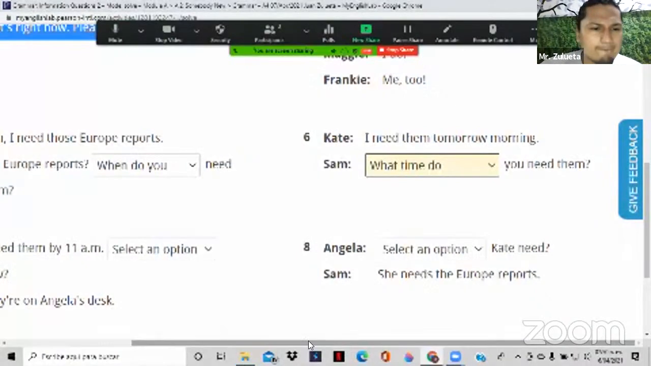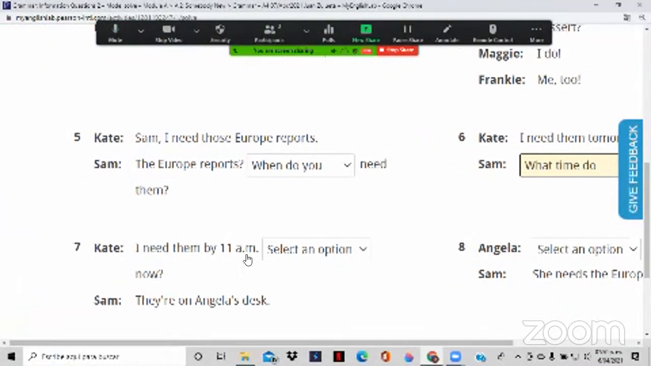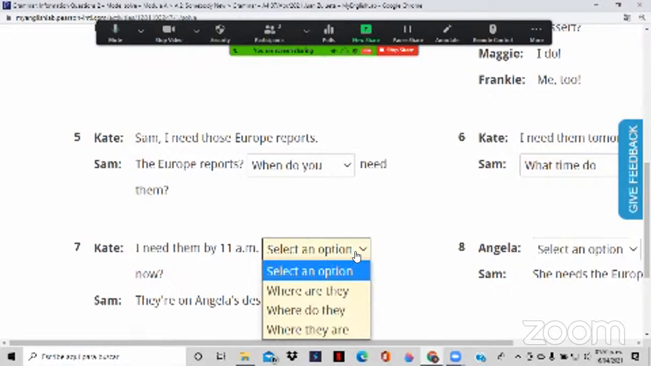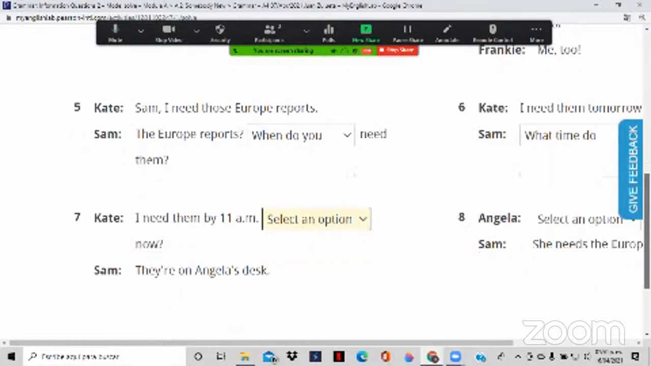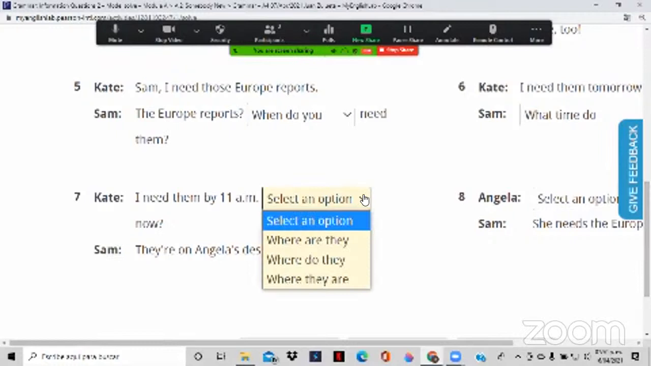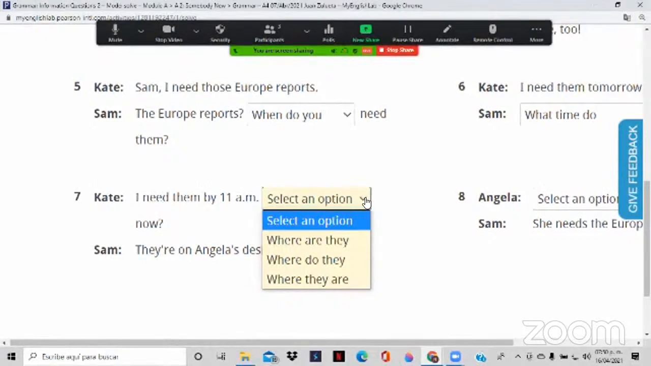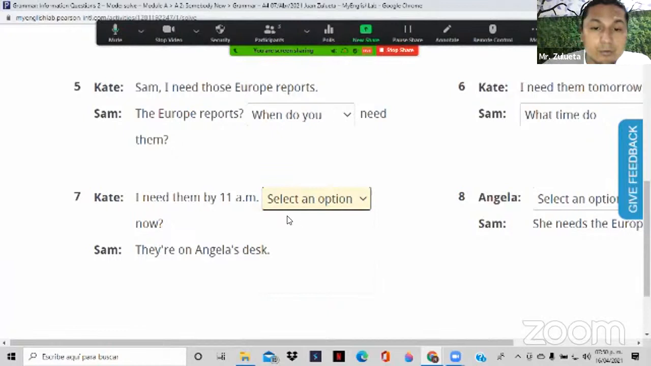Okay. Number 7. I need them by 11 a.m. Where are they now? ¿Dónde están ellos ahora? Es decir, ¿dónde están ahora? ¿Qué cosa? Pues los reportes, the reports, okay? They are there on Angela's desk, okay?